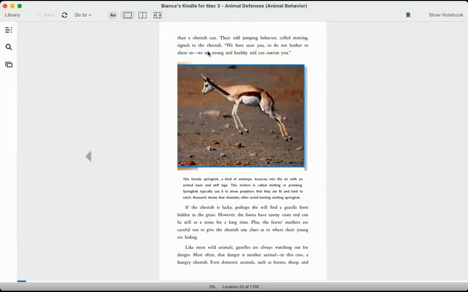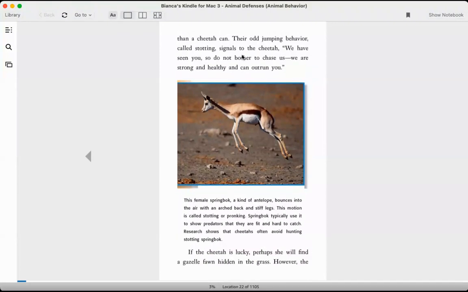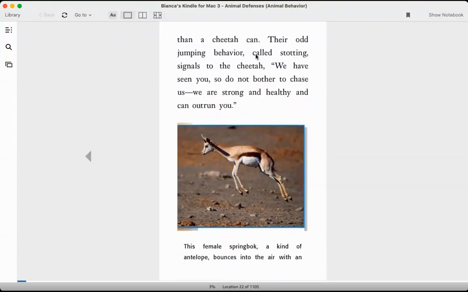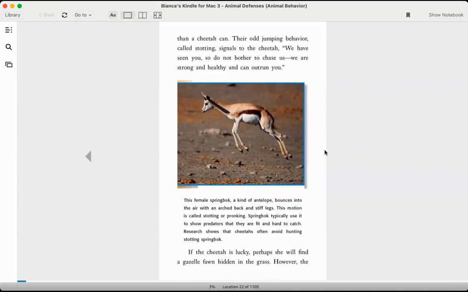Let me make this font a little bit bigger, you guys. Give me 1 minute, just so you guys can read along with me. There we go.